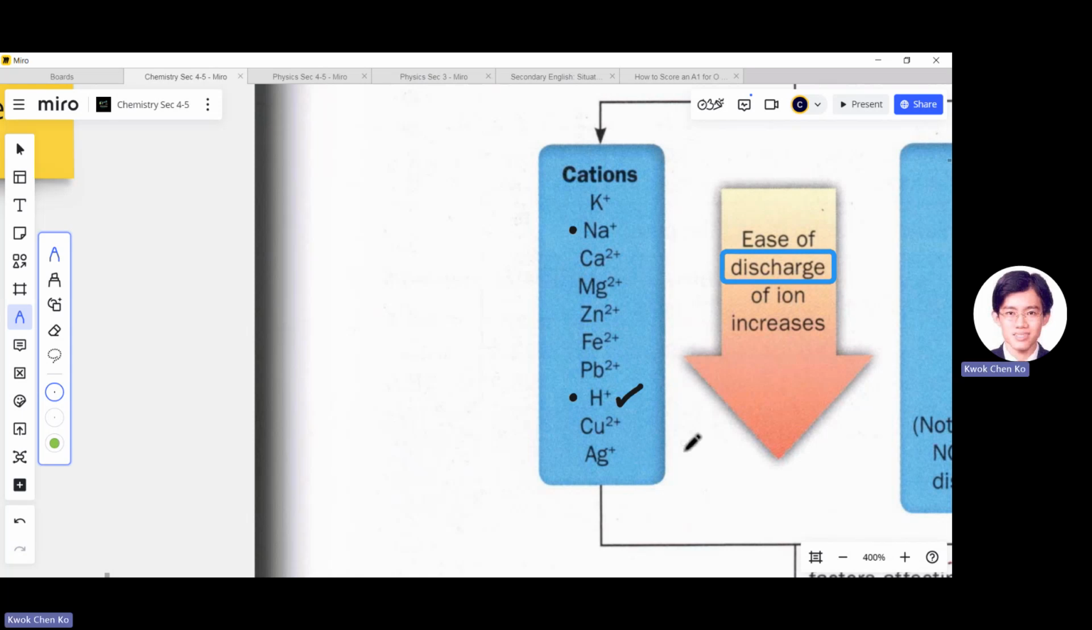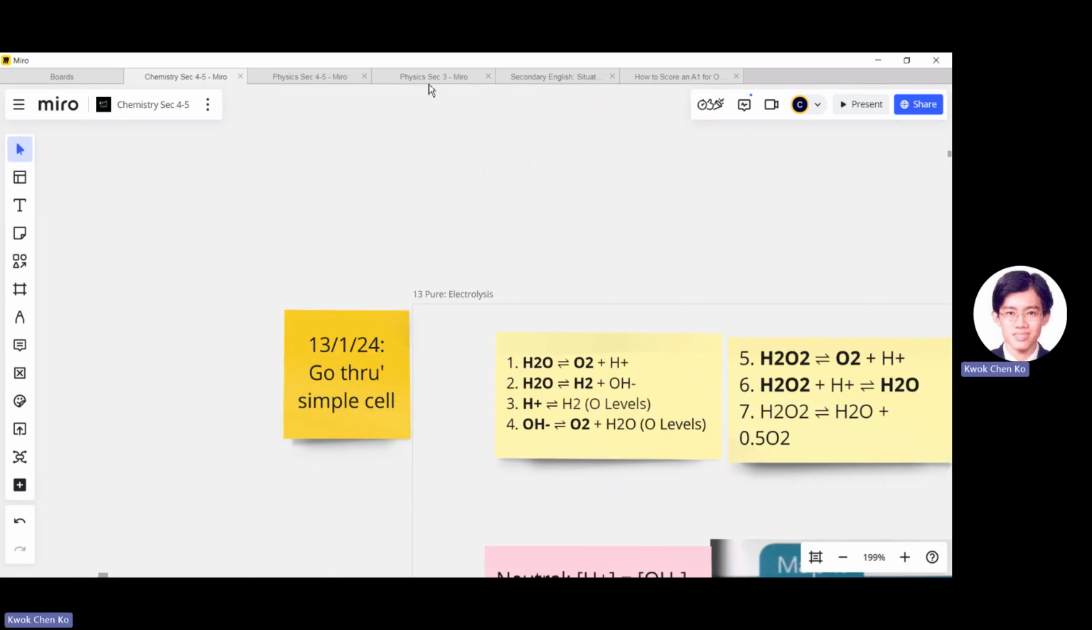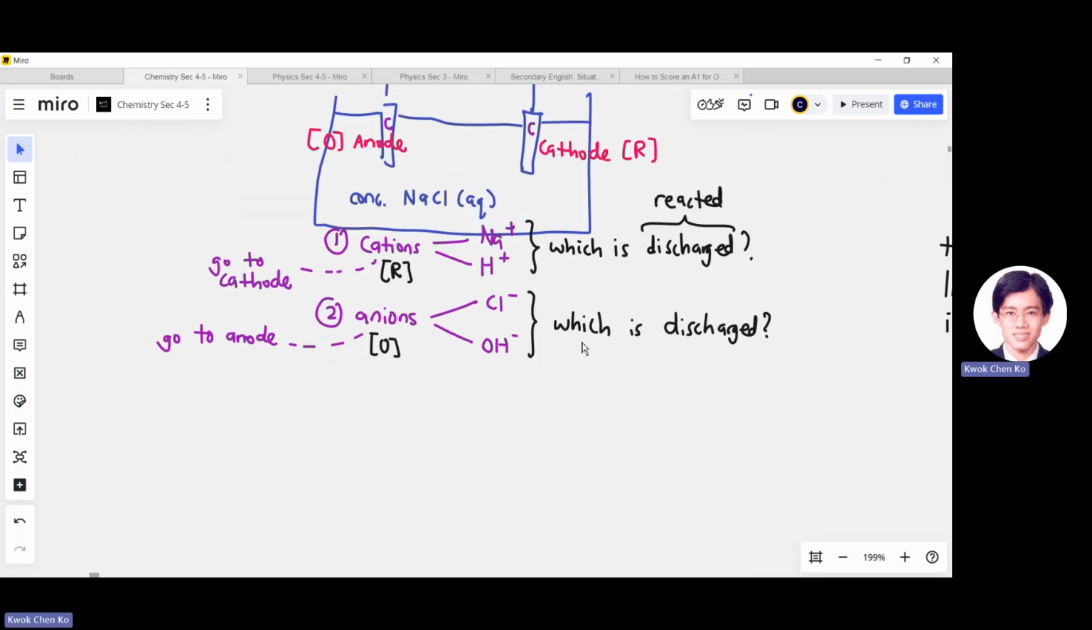Okay, so go back to my diagram. In this case, for cation ions, the answer is H plus. So write the reaction out. In this case, what happens to H plus? H plus is at the cathode, it gains electrons. Electrons on the left-hand side. This is gain of electrons.